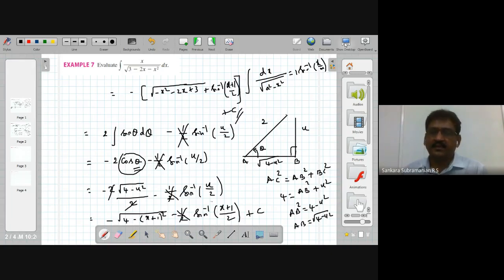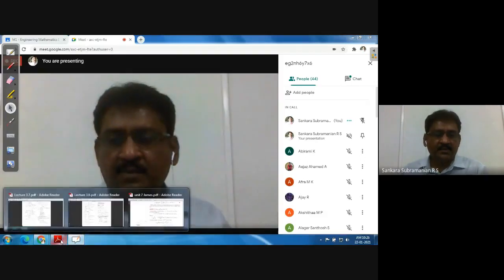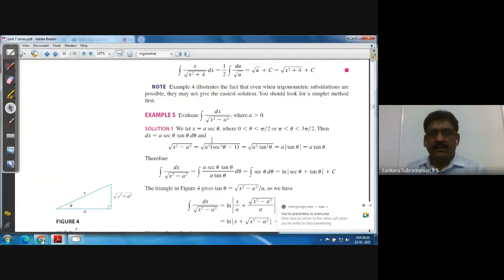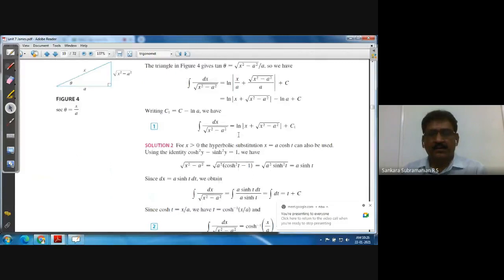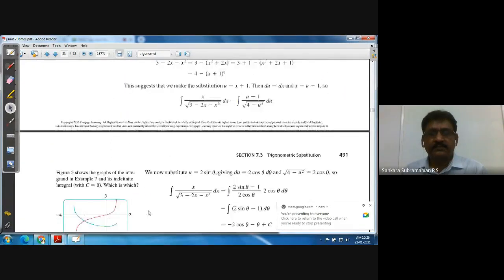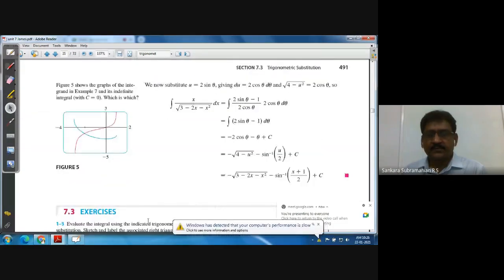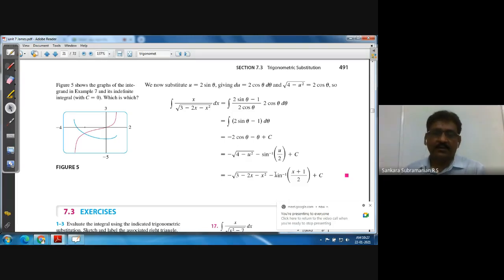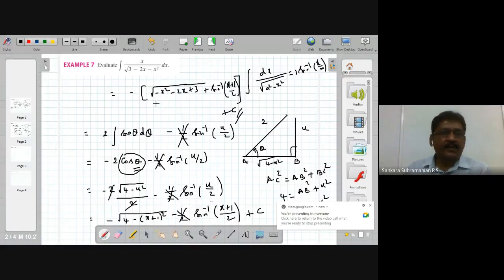So let us check the worked out example problem. Yes, minus of root of 3 minus 2x minus x square minus sin inverse of x plus 1 by 2 plus c. The coefficient there is 1. Thank you. Shall we proceed to the next problem?